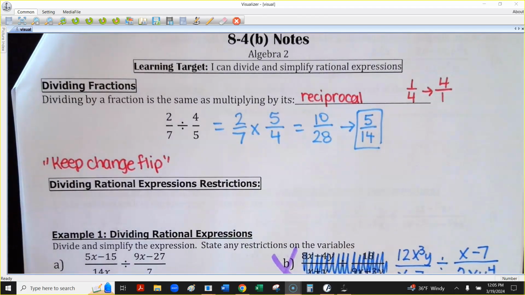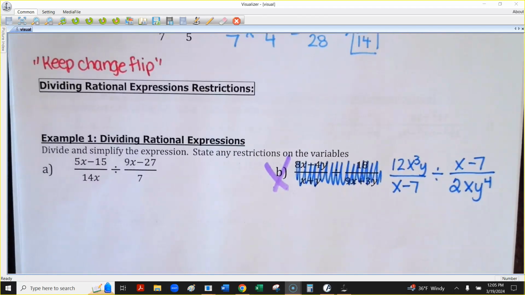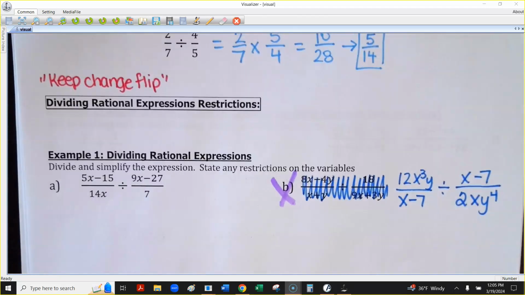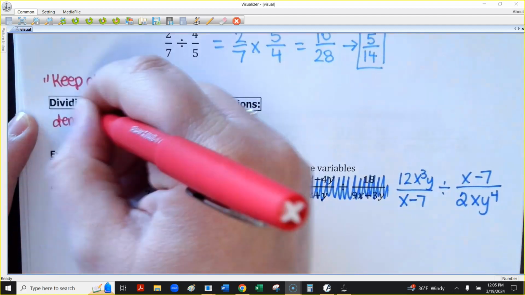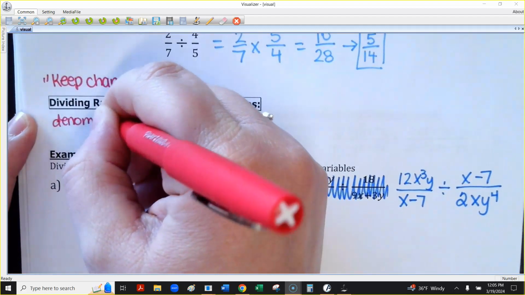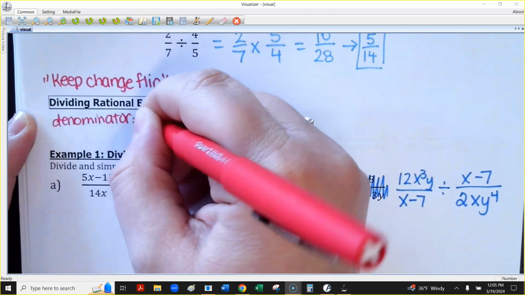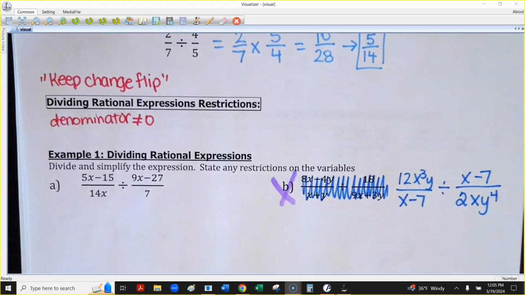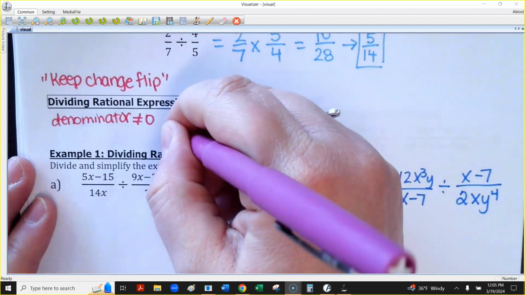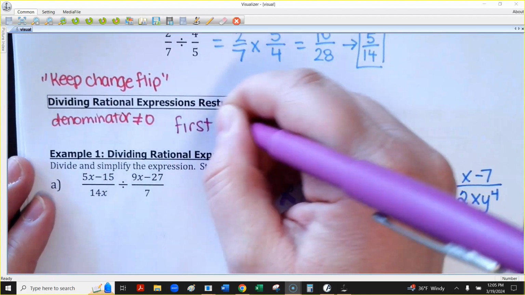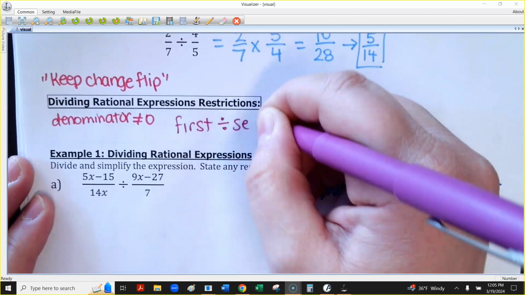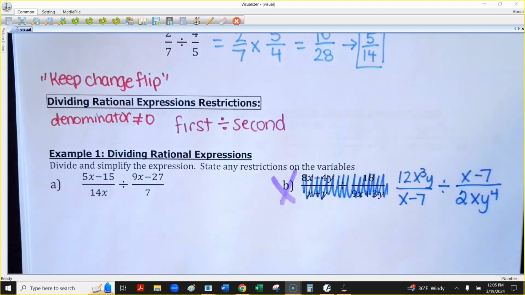Okay. Now, here's the deal with the restrictions. It's the same as yesterday. You can't divide by 0, so the denominator cannot be equal to 0. We'd have to exclude any number that would make that happen. Now, this is a little bit different than yesterday. You'd have your first fraction divided by your second fraction. I don't have any variables in that little example.